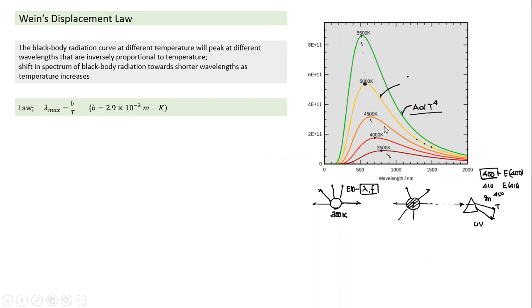So in terms of the law, it's very simple. What is lambda max? Lambda max at a particular temperature is equal to b by T, or T into lambda max is a constant, and this constant is equal to 2.9 into 10 to the power minus 3, and the SI unit is meter Kelvin. That's all.